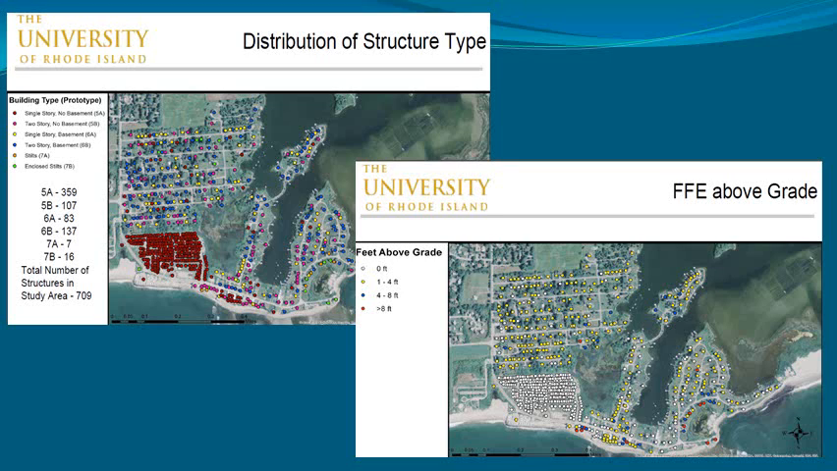So that's the distribution, the total distribution by the various categories here, by the structure type. And then what the model really starts to dig into is the first floor elevation. So these are the grades here, the elevation points of which each of these structures are. And all this data was gathered out in the field by the students.